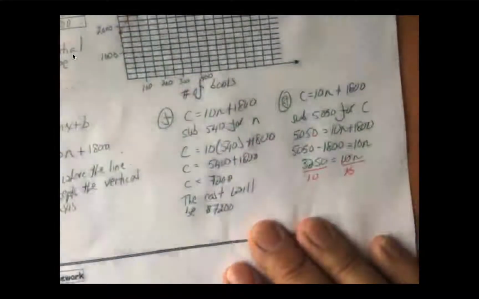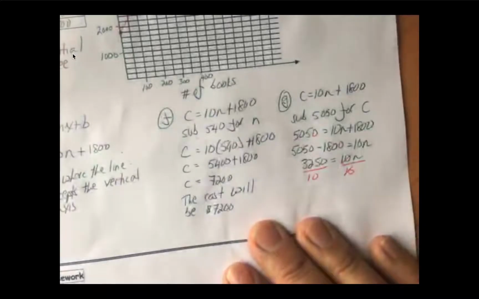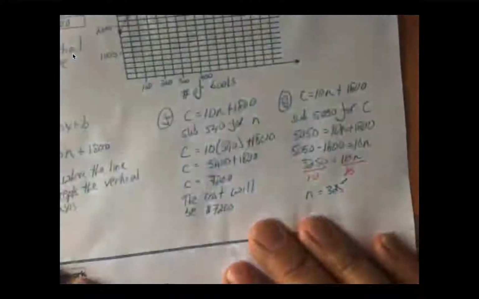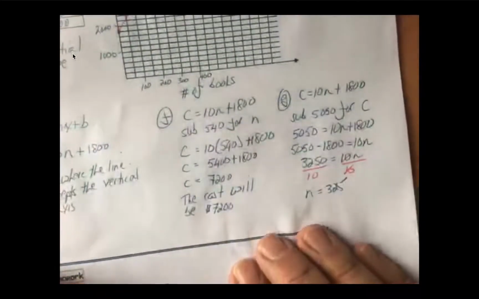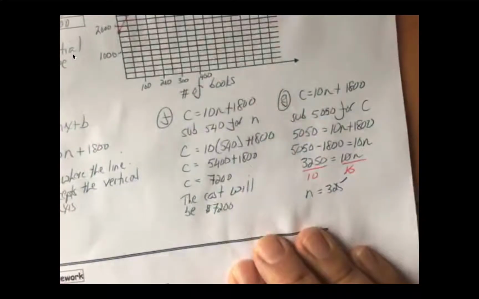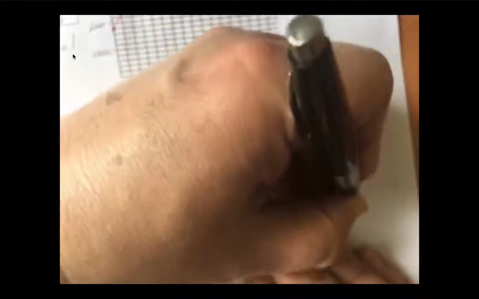10 over 10 is the same as 1, so they just cancel out. And we get n is equal to 3250 over 10. So n will be equal to 325. 325 books is the number of books we can order for $5,050. So we just need a concluding statement. So you can order 325 books.